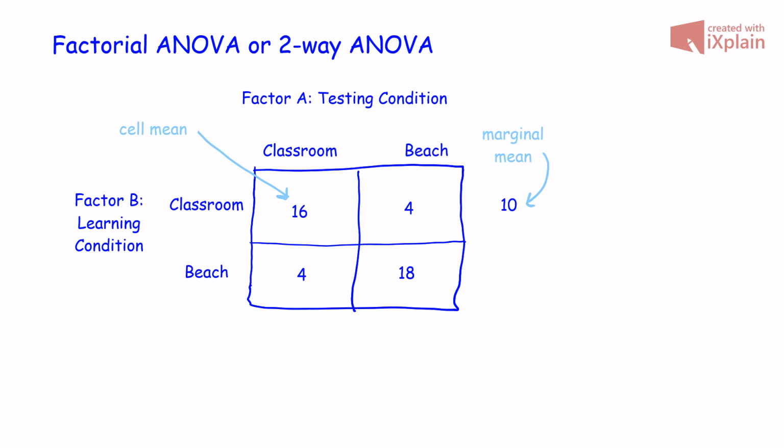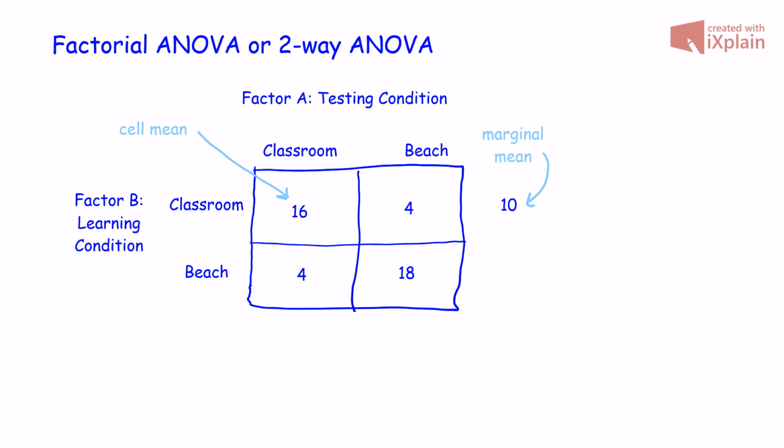Now this number over here on the right is called the marginal mean. That is the average of everybody who learned in a classroom. So you're collapsing across these two conditions because what's common across these two conditions is that everybody in both of these conditions learned in a classroom. And so if we take the average of the cell mean and the average of this cell mean, we'll get 10.